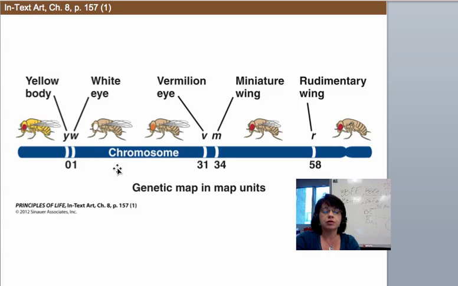And the way they got these numbers is by noting how frequently they crossed over. So the distance between yellow at 0 and vermilion at 31 means that if you compare crossing over between these two genes, if you do a dihybrid again, 31% of the time they're going to cross over. And that gives it a placement on the line. The same could be said, the distance between these is only 3, so they're not going to cross over very frequently. 3% is not a very high rate of crossing over. 34 to 58, that's 24, that crosses over fairly frequently, so 24% of the time.